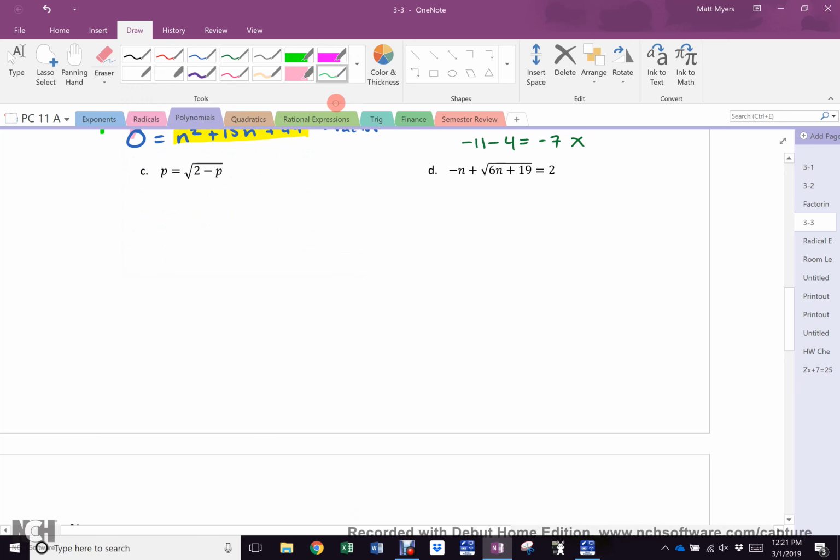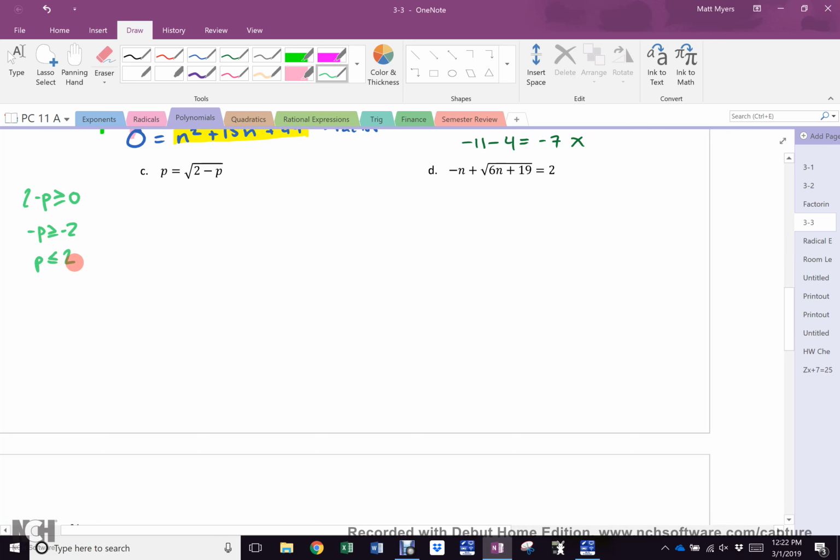Let's check our restrictions. 2 minus p has to be greater than or equal to 0, right? So negative p has to be greater than or equal to negative 2, so positive p has to be less than or equal to positive 2. Everyone agree? Do you have to be able to do it that fast? No, but you have to be able to do it. Right? I don't want to spend a lot of time on the grade 9 algebra.